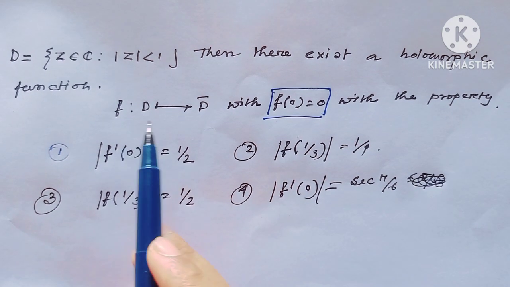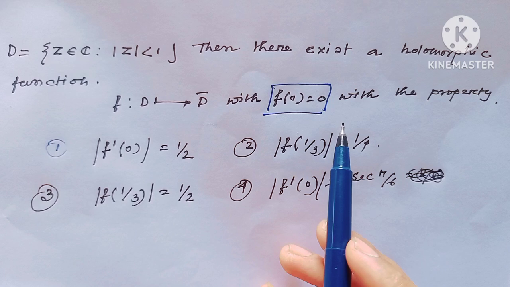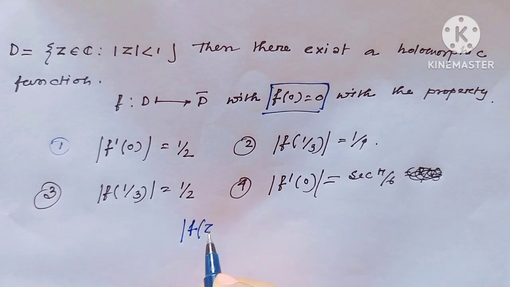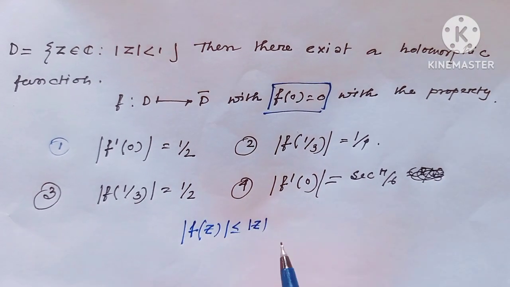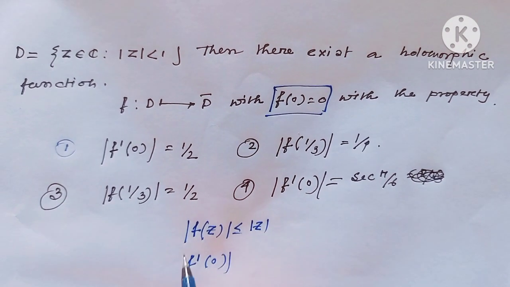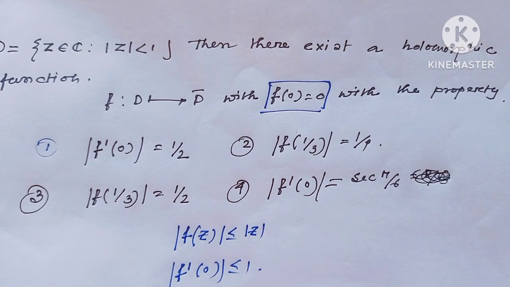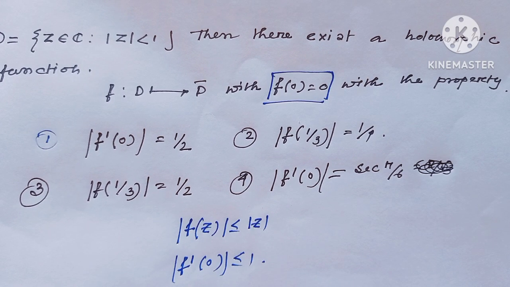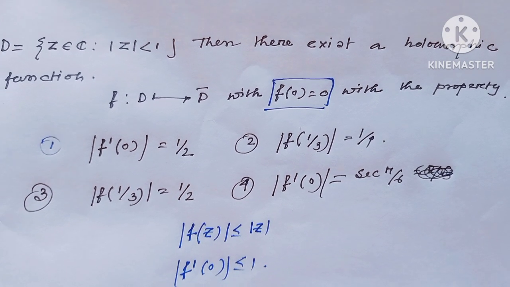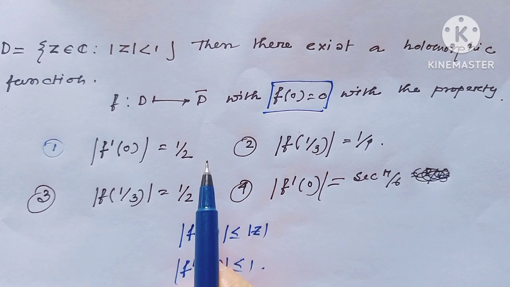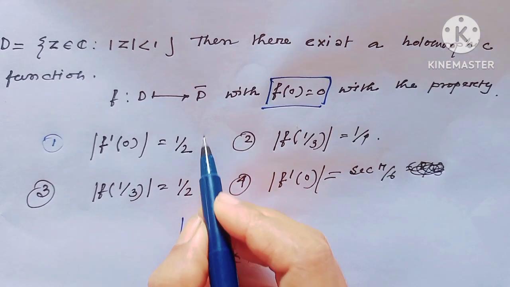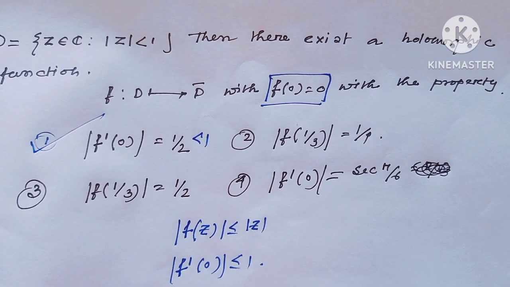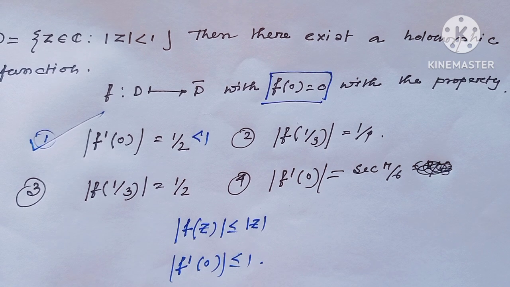Since here the mapping f is from D to D closure and f(0) equals 0, therefore by Schwarz lemma we all know modulus of f(z) is less than or equal to modulus of z and f prime 0 is less than or equal to 1. Therefore, by Schwarz lemma, here f prime 0 equals half, which is obviously less than 1. So option 1 is a right option. And modulus of f(z) is less than or equal to modulus of z.